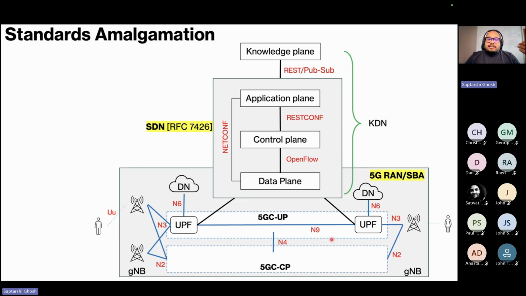Now, because N9 is a logical interface, we need a layer 3 and layer 2 forwarding plane for it. And this is exactly where the amalgamation between SDN and 5G comes in. Because the data plane of SDN is layer 2, we can steer the traffic of this N9 interface through the layer 2 fabric. And this fabric can then be managed by the upstream controllers, applications, and the knowledge plane.